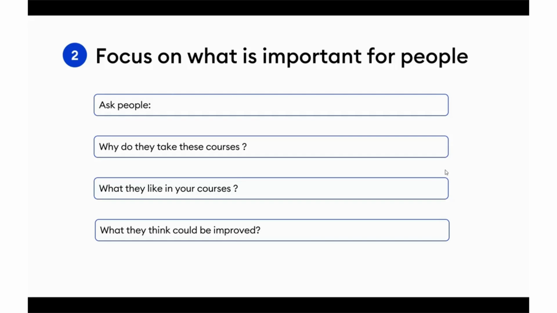But you can always talk to someone one on one, conduct some kind of interview with those employees who regularly take your courses to find out why they take them, what they like in your courses, and what they think could be better or improved.